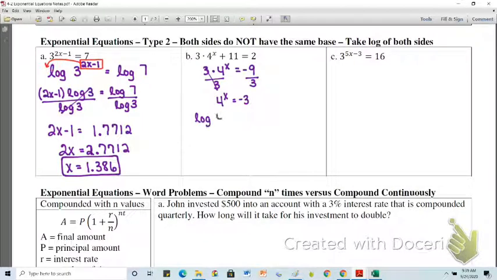So I have log of 4 to the x equals log of -3. This exponent gets moved out front. So it's x log of 4 equals log of -3. Once I have it to this point, I could go ahead and divide by log of 4.